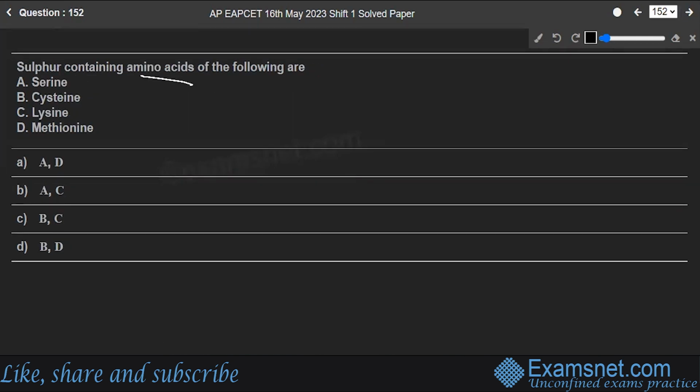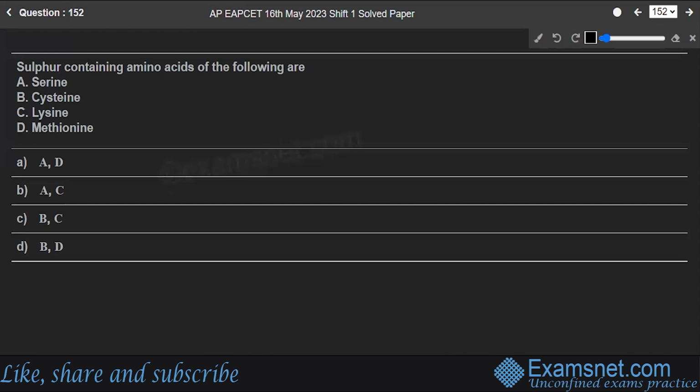Sulfur-containing amino acids of the following are serine, cysteine, lysine, and methionine. Sulfur-containing amino acids are cysteine. This is given by CH2, here is SH. And this is methionine, H3C, S, CH2, CH2. So you have B and D.